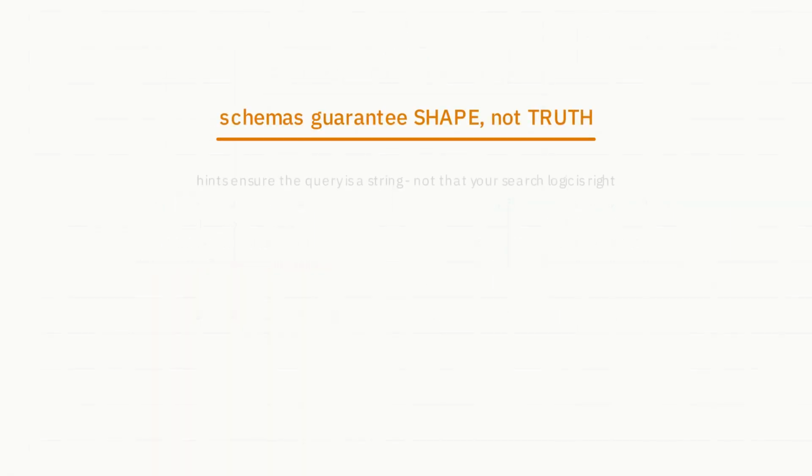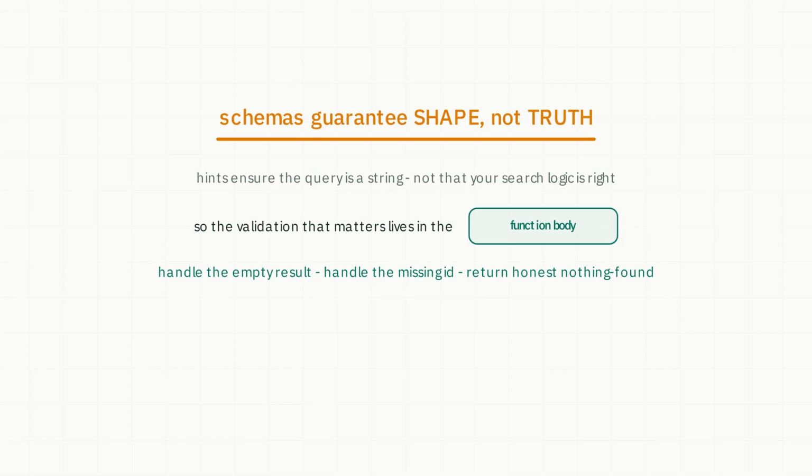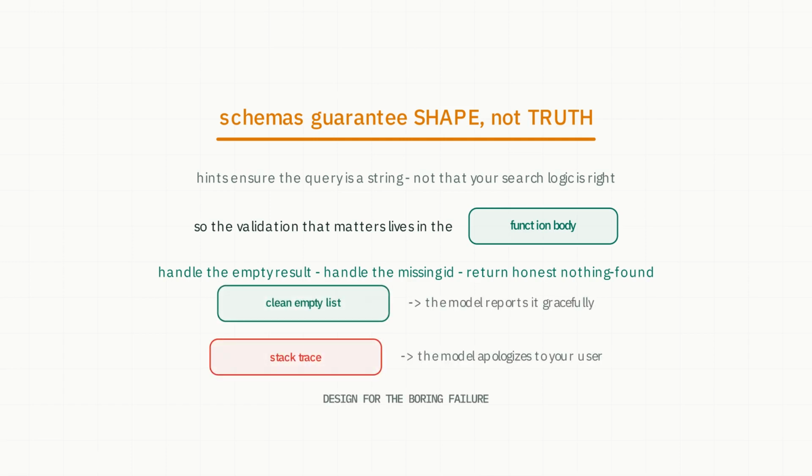One design habit from the extraction chapter of the Summit video applied here. Schemas guarantee shape, not truth. Your type hints ensure the query is a string. They don't ensure your search logic is right. So the validation that matters lives in your function body. Handle the empty result, handle the missing ID, return honest "nothing found" answers instead of raising confusing errors. The model handles a clean empty list gracefully. It handles a stack trace by apologizing to your user. Design for the boring failure.